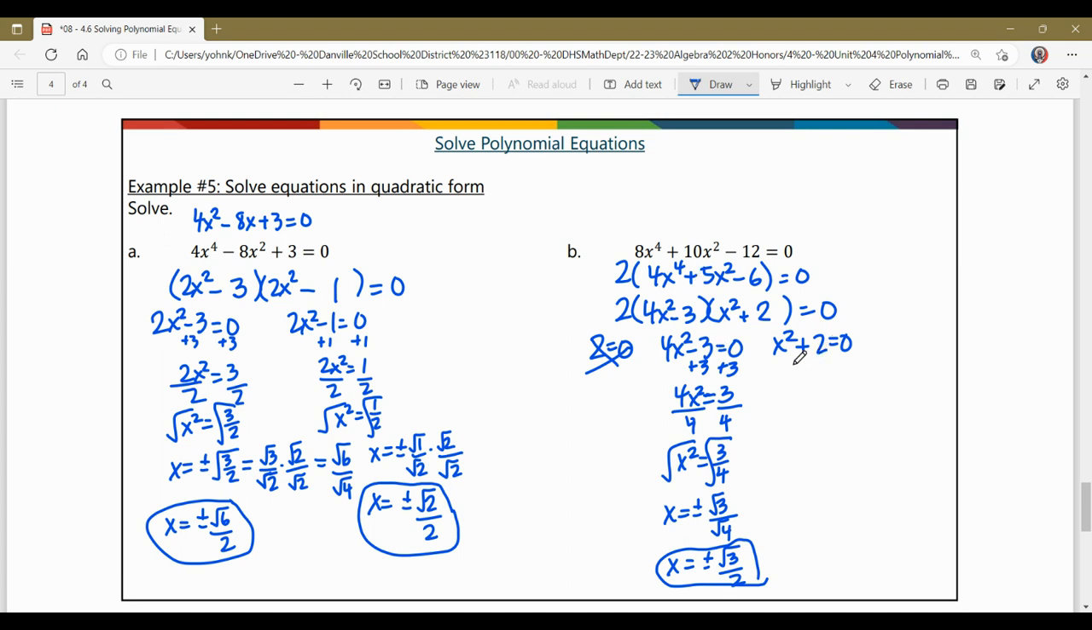If I do the next one, I subtract 2. X squared equals -2. Square root. X equals plus or minus the square root of -2. Can't leave a negative in the square root. So I take the negative out as an i, and I leave the 2 as a root 2.